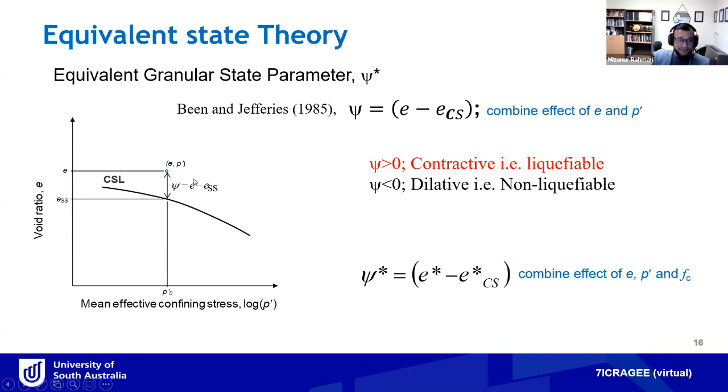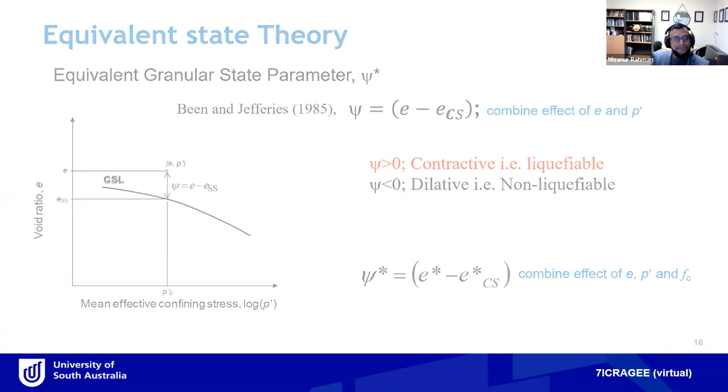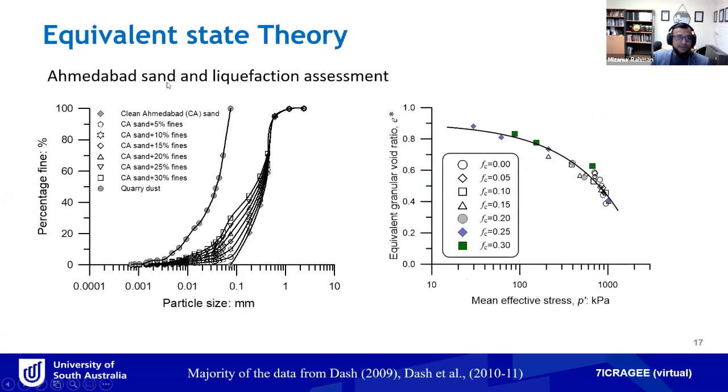But when we have fines content, then we have many lines and we merge them into the equivalent critical state line. From that concept, we can have an equivalent state parameter in the same way. That will combine the effect of e, P and fines content. Now let's see one example use of this theory.